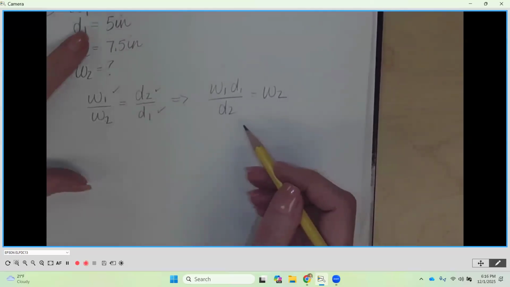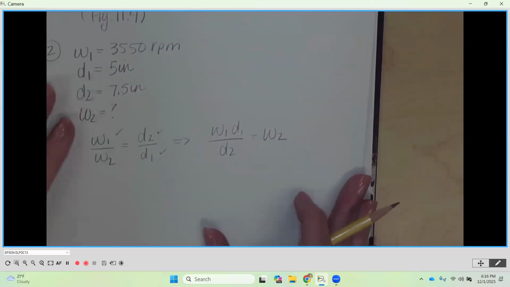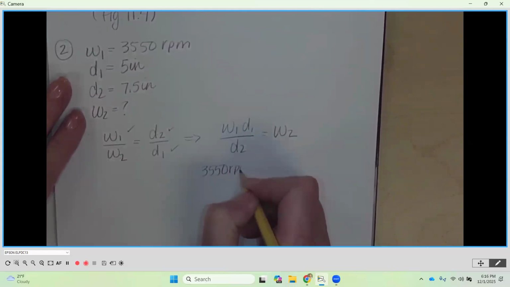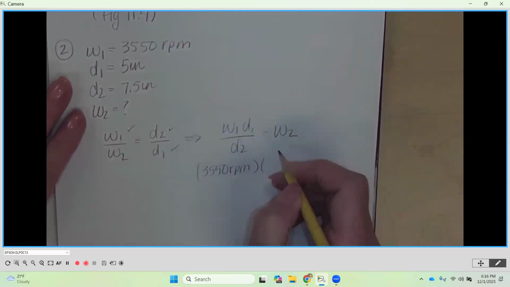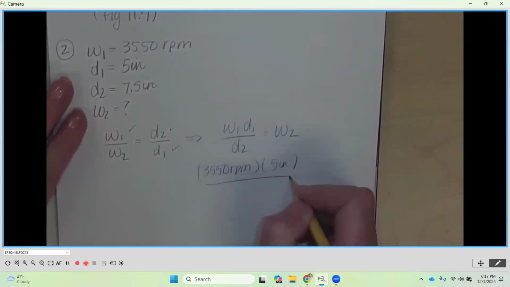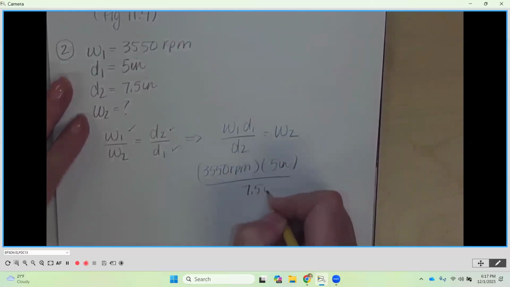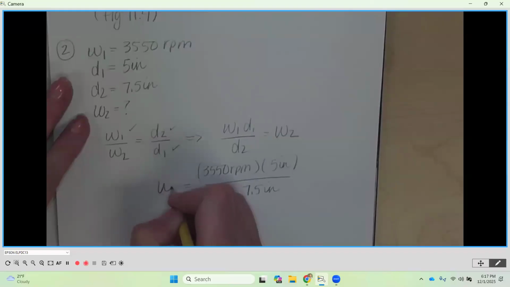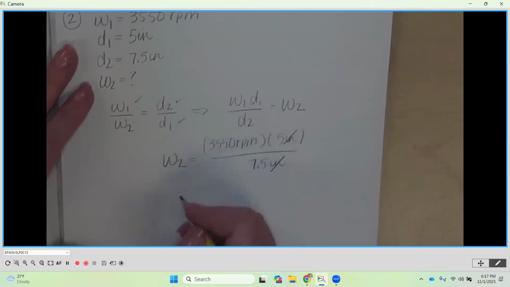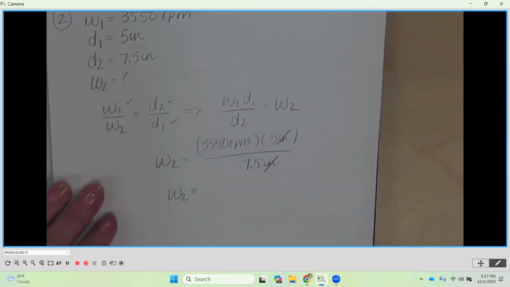And now we simply want to plug in the values from above. So this is going to be 3550 RPMs, W1, times D1, 5 inches, divided by D2, 7.5 inches. It's going to be equal to my W2. So inches cancel out. I'm going to end up with RPMs. What do you get for your W2?